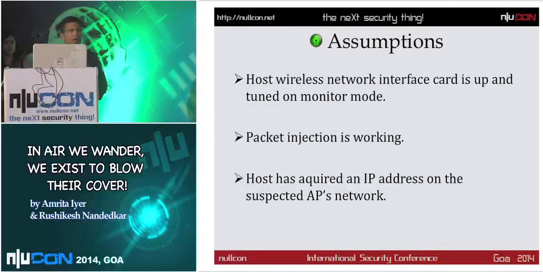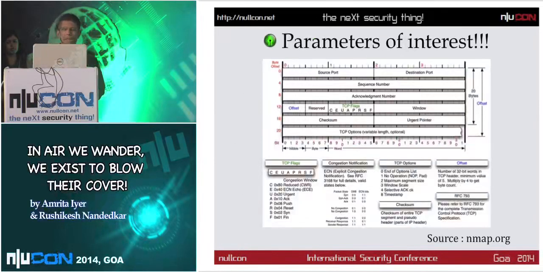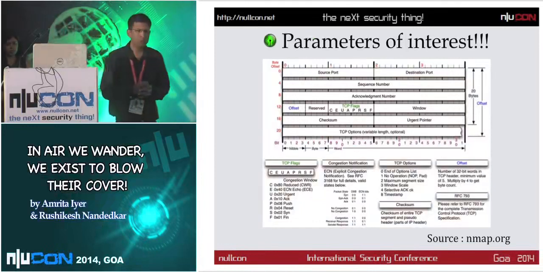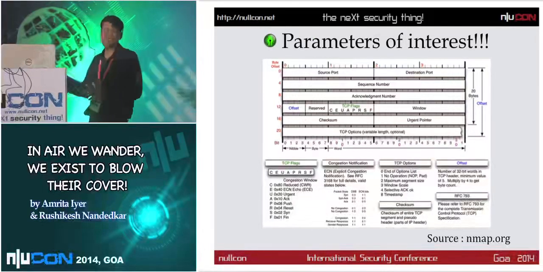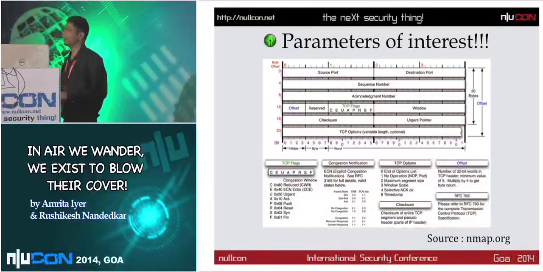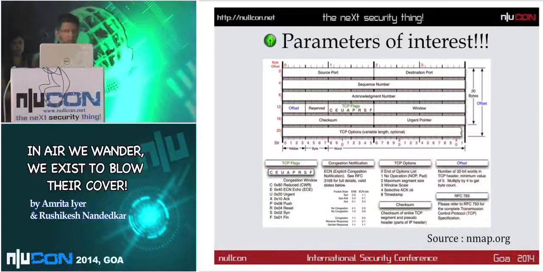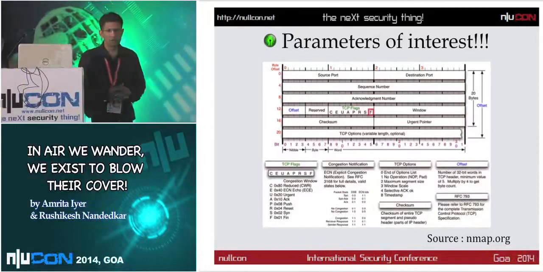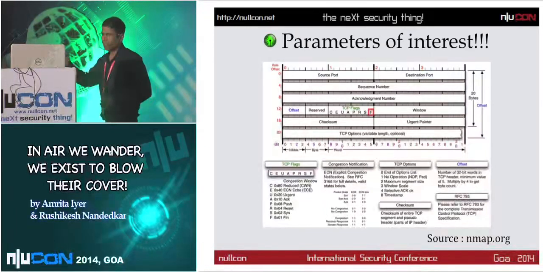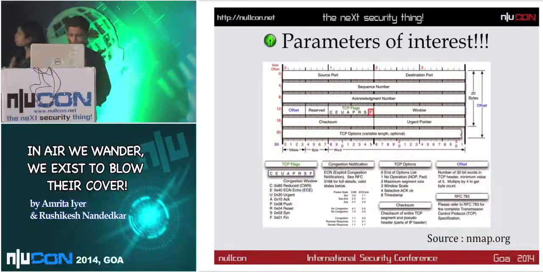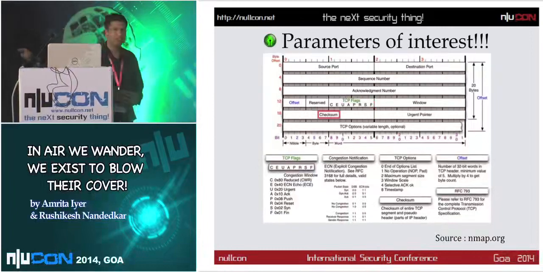Some assumptions we have made for our experimentation: the host wireless network interface card is up and tuned to monitor mode, packet injection is working, and the host has acquired an IP address on the suspected access point's network. So, some parameters we have tried to fuzz in the packet. Here you can see a basic TCP packet. I have imported this slide from the Nmap documentation. The first parameter I used was the FIN flag from the TCP packet. Another parameter I used was checksum.